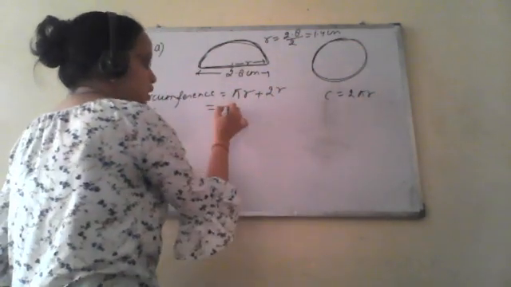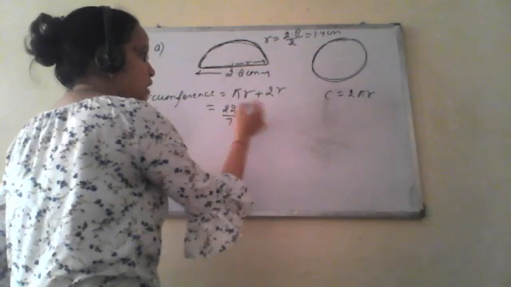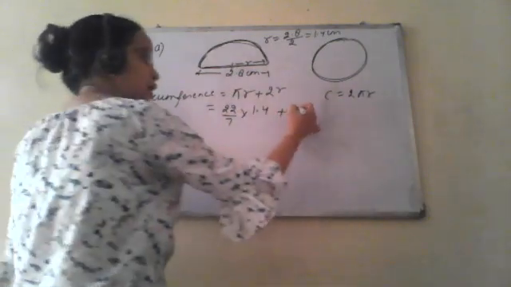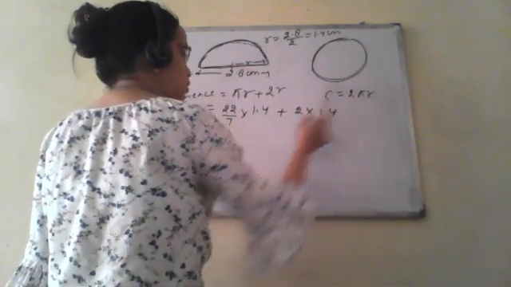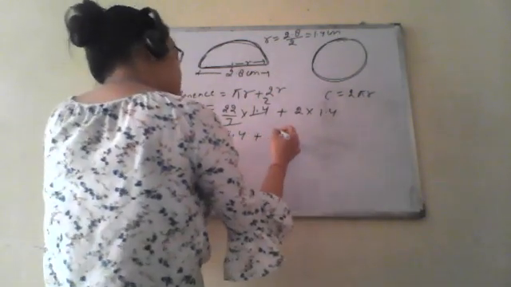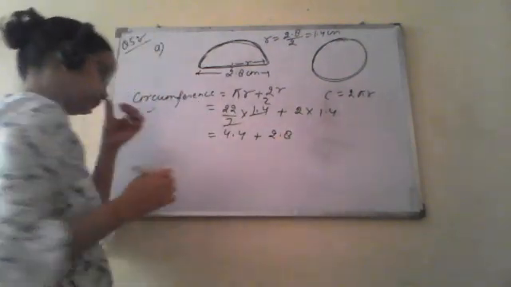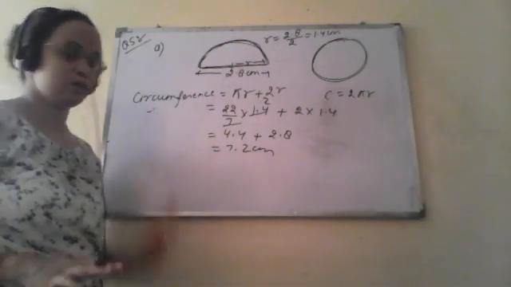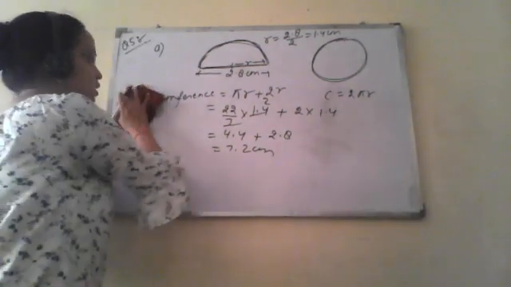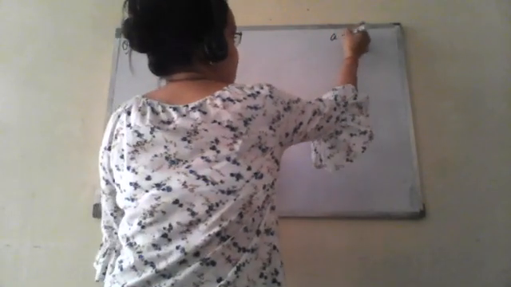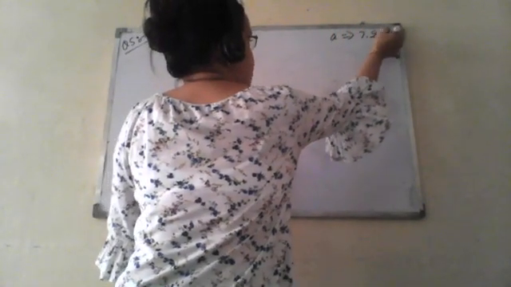So just calculate. Pi is 22 by 7, r is 1.4, plus 2r. So we can put directly 2.8, or 1.4 into 2. So it is 0.2, this is 4.4 plus 2.8. It is 7.2 centimeter. So this is for figure 1. Ant has to travel 7.2 centimeter. Okay, we will just write for shape A, it was 7.2 centimeter.